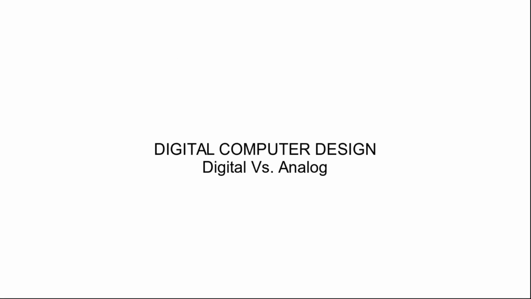Today's class will again be on the introduction part. So we are studying digital computer design in this subject, and we need to know what actually we mean by a digital system. So we'll try to contrast it with an analog system. To start with, what is actually a digital circuit? A digital circuit is a circuit that performs operations on digital signals.